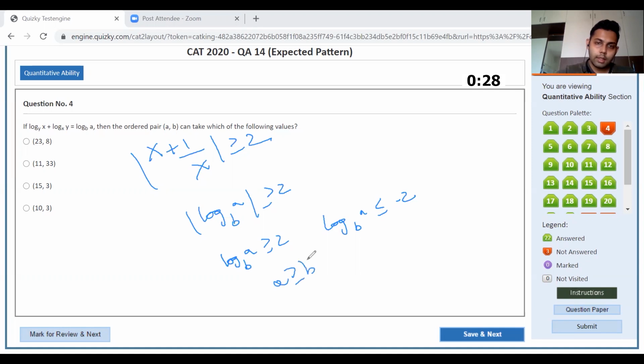So A is greater than equal to B square. Where all is this possible? 8 8s are 64. No. 11 11s are 121, 120, no, something huge. 15, 3 square, 9, this is possible. And 10, again, this is also possible. So between the two, I think I did something wrong. It should be log of mine. Okay, no. Should have been okay. Time's up.